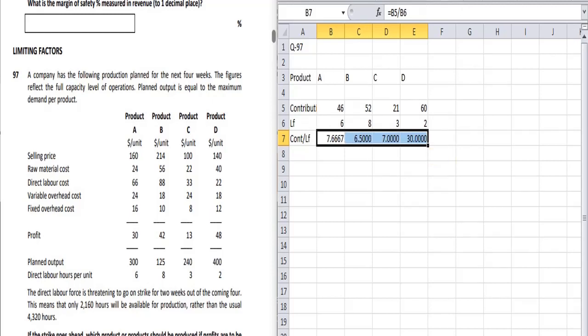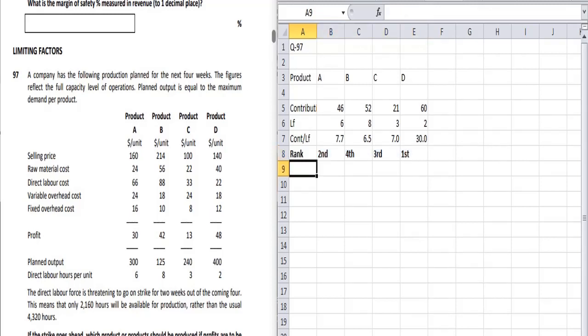Okay, so we will rank. Which is the highest contribution? No, first is D, it's having a contribution of 30, and then after it comes product A, then C, after that product B will rank last. Okay, so according to this we will plan our optimum production plan, I mean schedule our optimum production plan.